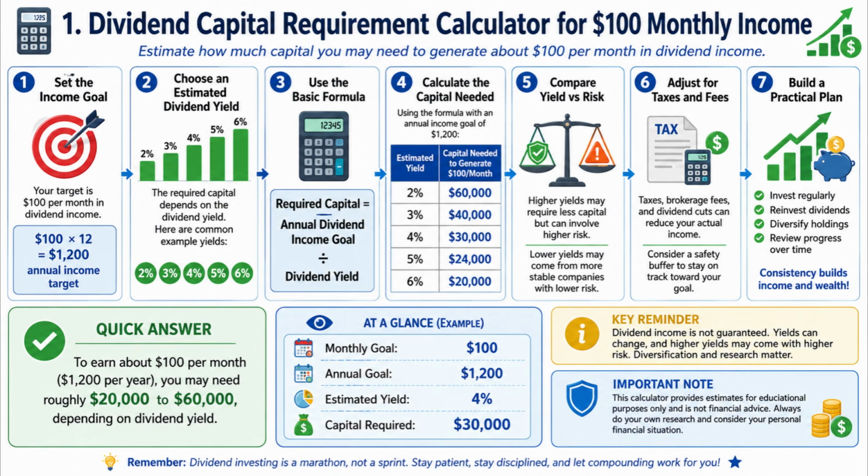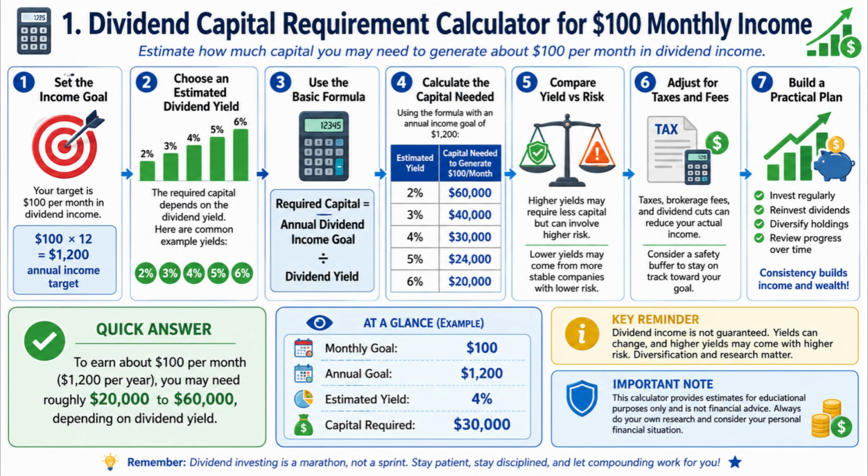In this video, we will discuss the Dividend Capital Requirement Calculator for $100 monthly income and how to estimate the amount of capital you may need to generate about $100 per month in dividend income. First, set the income goal clearly. In this example, the target is $100 per month.